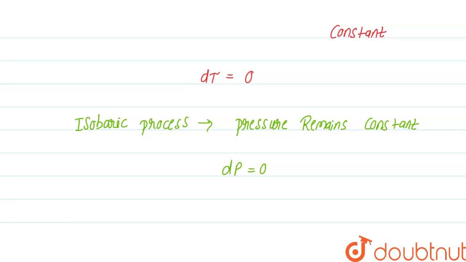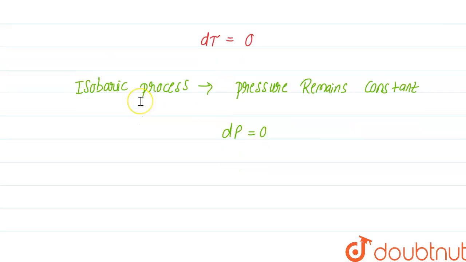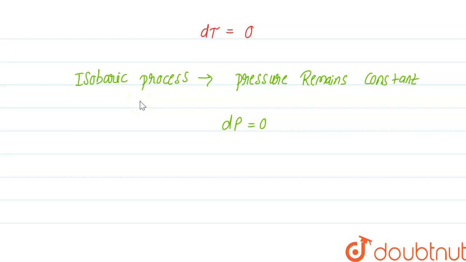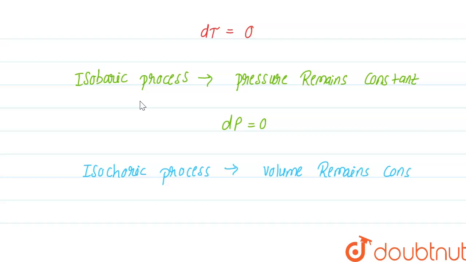And in an isochoric process, the volume remains constant. So in the case of an isochoric process, the volume is constant and the change in volume, dV, equals 0.